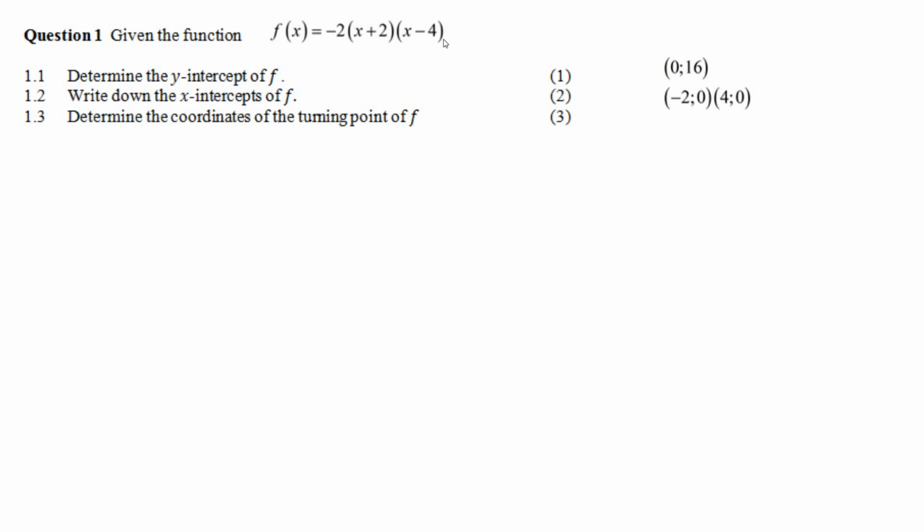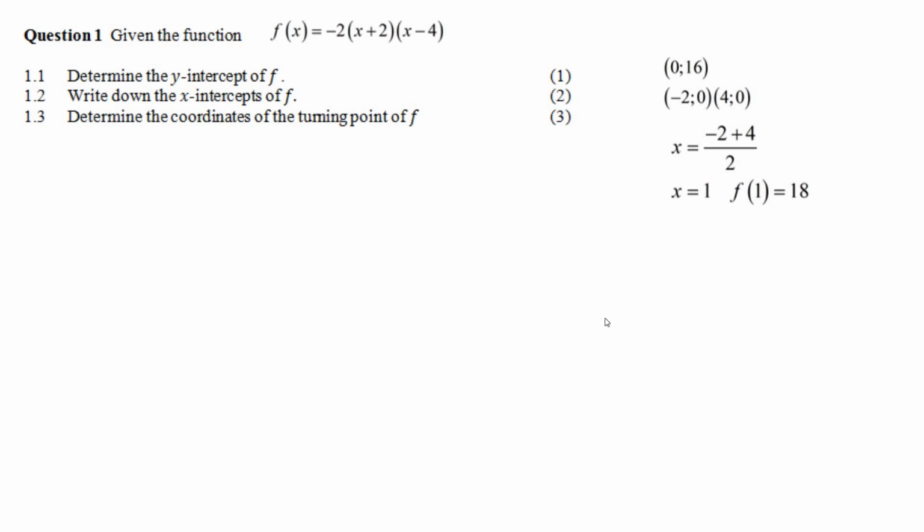Rather than multiplying this out and using -b over 2a, I like to just use the idea of symmetry, that the axis of symmetry is in between -2 and 4. So you just go -2 plus 4 divided by 2, and you get x equals 1. We've got the axis of symmetry, and the turning point sits right on that axis of symmetry. So all we do is take 1 and put it back in here. 1 plus 2 times 1 minus 4, that's going to be 3 times -3 times -2, which is positive 18.